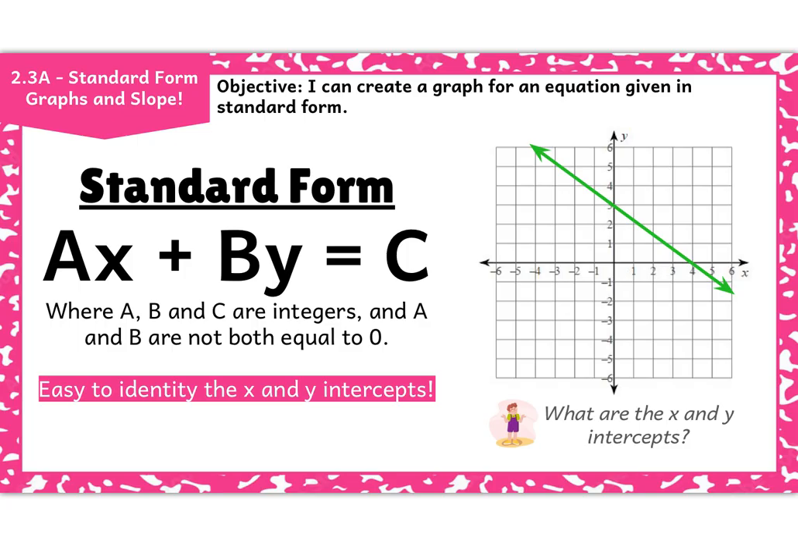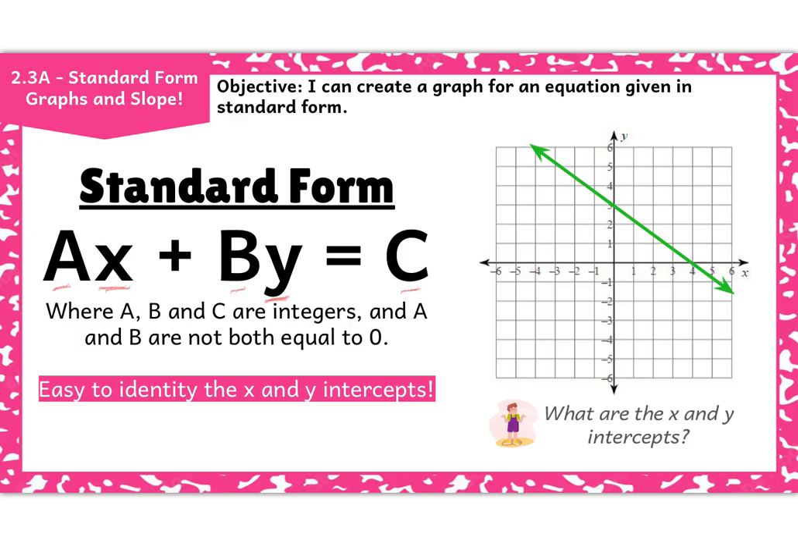So here we have standard form. Standard form is another way of representing a linear equation where we have our x and y variables still in place, but now our letters A, B, and C are placeholders for integers, where A and B are both not equal to 0. The reason why this form is different than slope-intercept form is that in this form, I don't have the slope, but I can easily identify the x and y intercepts. So we can use the x and y intercepts to graph a line.